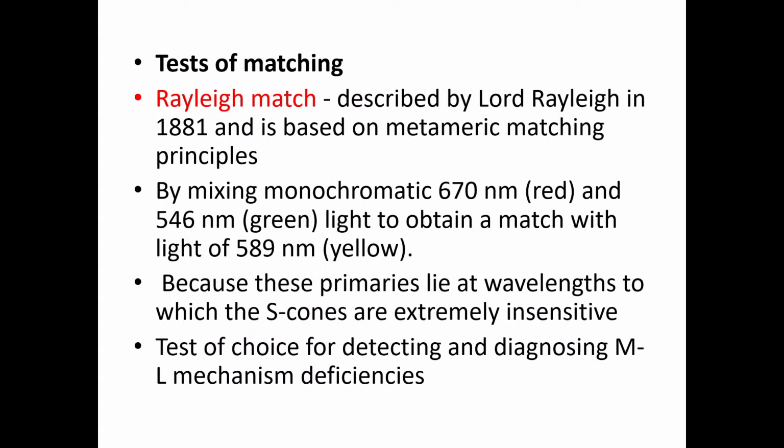Tests for matching. The tests for matching include the Rayleigh match. It was described by Lord Rayleigh in 1881 and is based on the metameric matching principle. By mixing monochromatic lights of specific wavelengths, like red and green light, to obtain a match with the yellow wavelength. These primaries lie at wavelengths to which the S cones are extremely insensitive. This is the test of choice for detecting and diagnosing red-green mechanism deficiency.